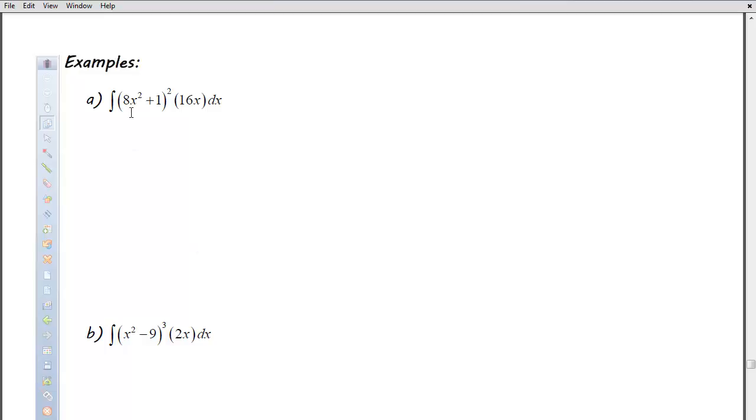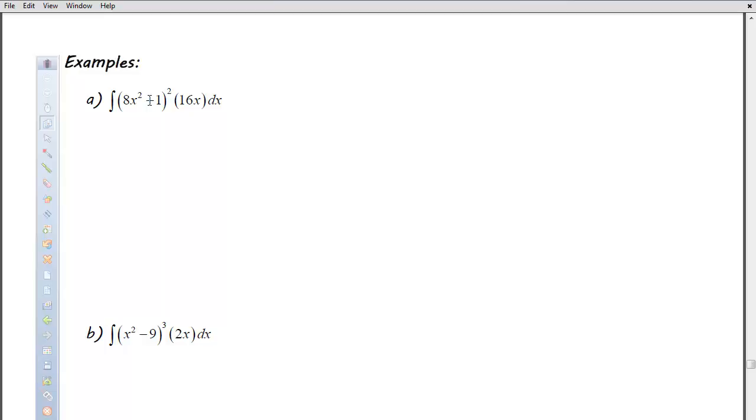We've got the integral of 8x squared plus 1 squared times 16x dx. Okay, so when I look at this, I want to ask, is possibly one of these things the derivative of the other? And the answer is yes. 16x is the derivative of 8x squared plus 1. So I'm going to rewrite this problem using u substitution.